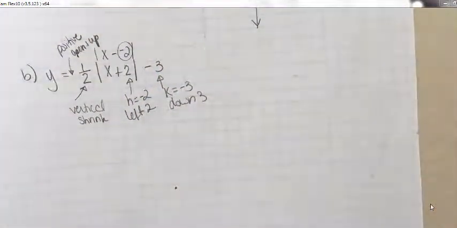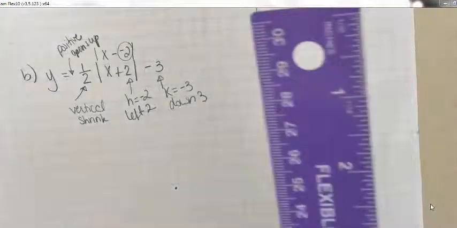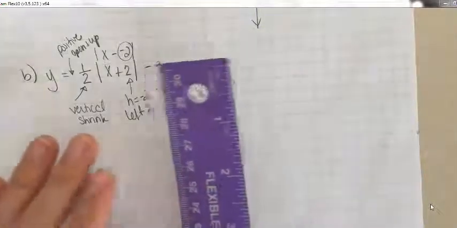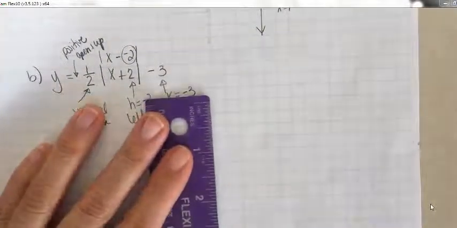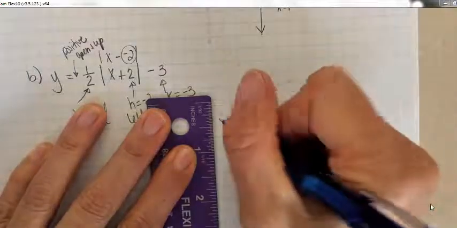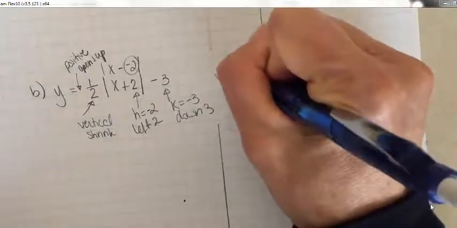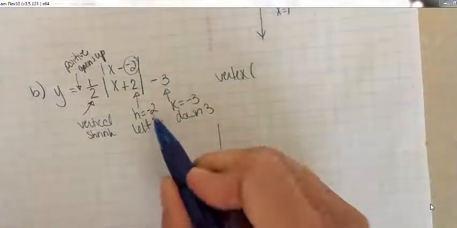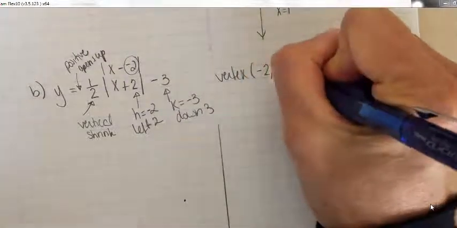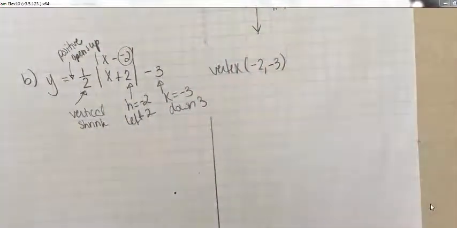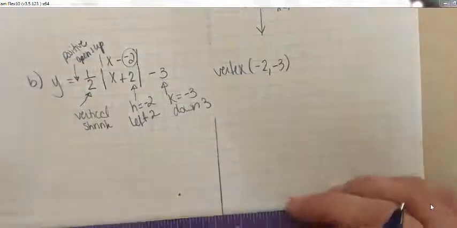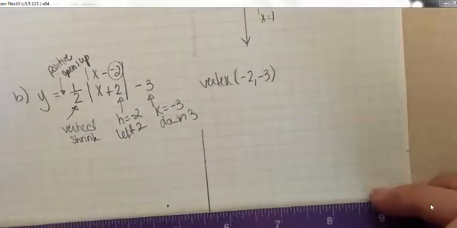Okay, so I got all my information. So at this point, this should be a pretty straightforward graph now. All right, so let's see what we're going to do here. This thing's opening up. I can go ahead and tell you that right now, my vertex is at -2, -3. And it's opening up, so I know I'm going to need to be in that third quadrant for my vertex.